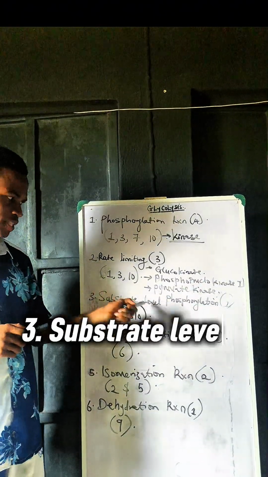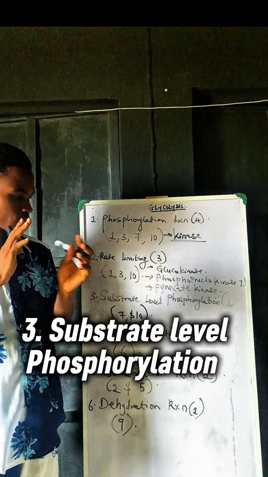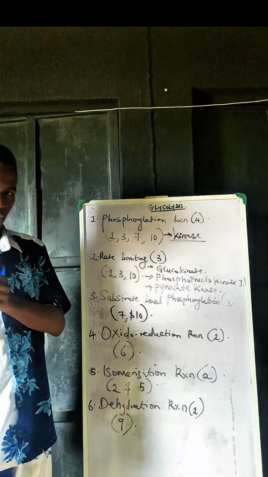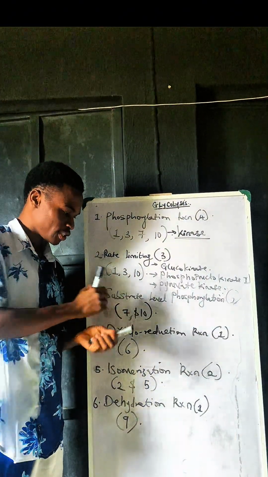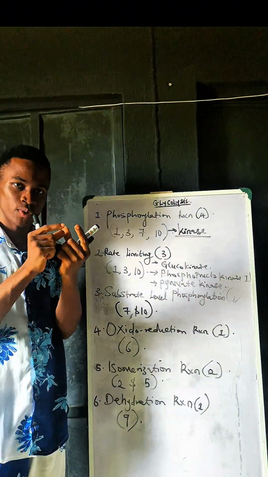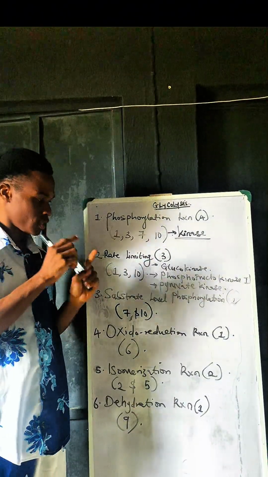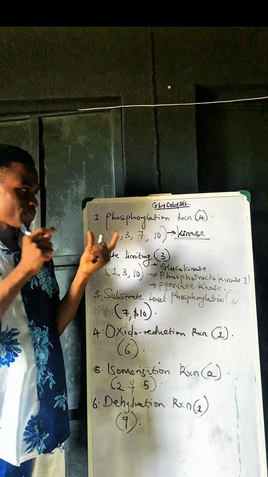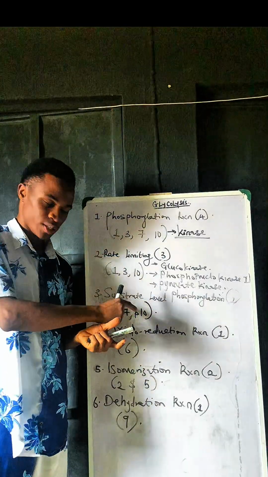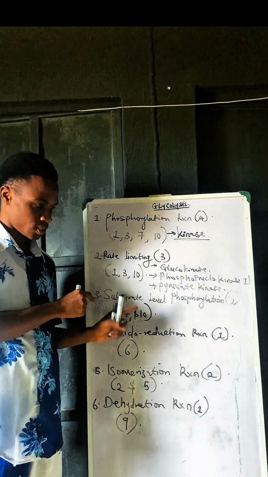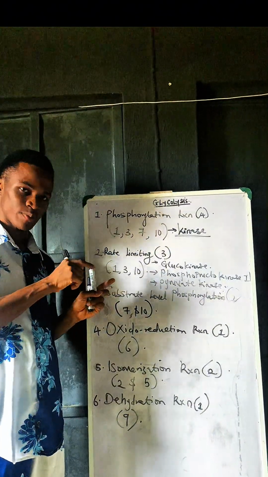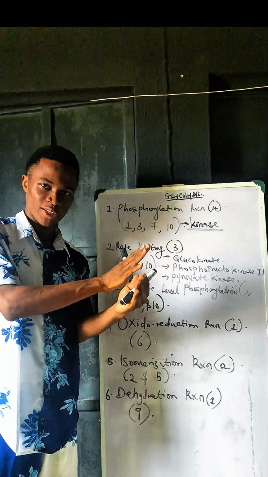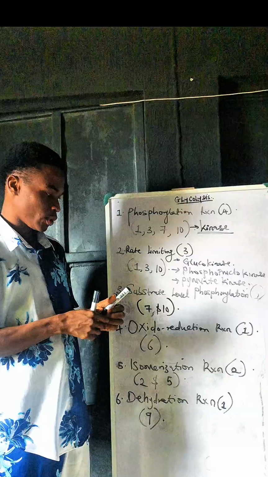Then for substrate level phosphorylation, what is substrate level phosphorylation? The term is big, so let's try to break it down. A substrate is a molecule or a compound or an atom, anything that is present within this glycolytic pathway. Substrate level phosphorylation is just a quicker way of producing ATP instead of going through the oxidative pathway, which is the one occurring within the mitochondria.